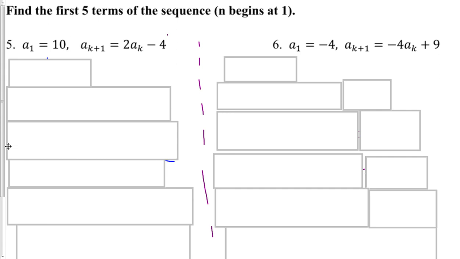Find the first 5 terms of the sequence, and this is recursive. A sub 1 is 10, and the recursive formula is a sub k plus 1 equals 2 times a sub k minus 4. So what this means is they give us the first term. A sub 1 is 10. And now we're going to plug that 10 in here to find the second term.